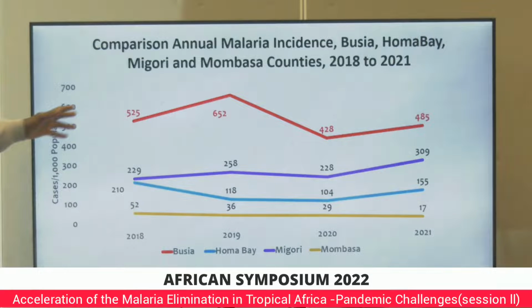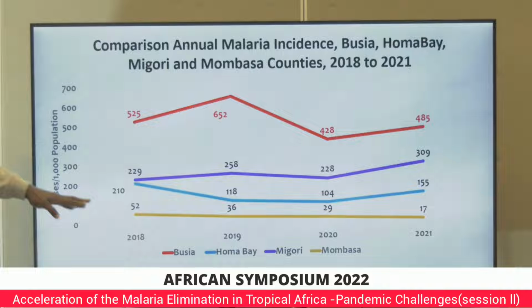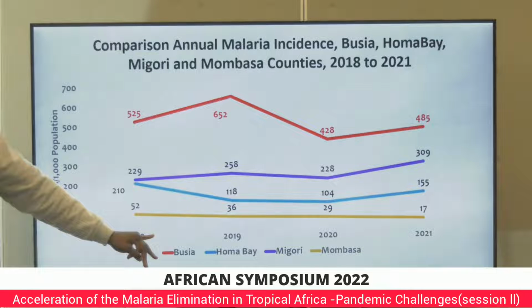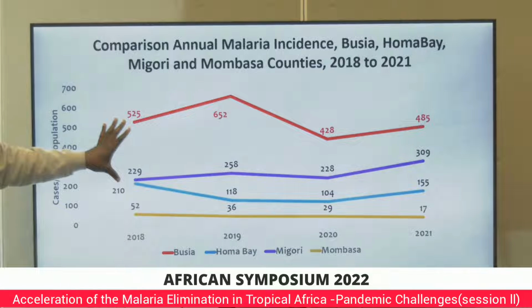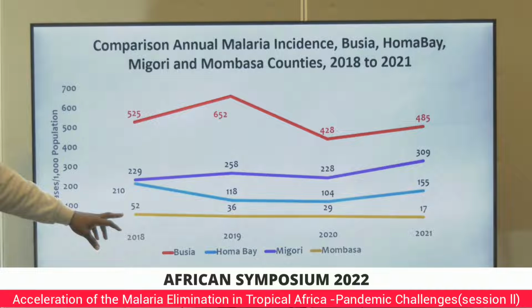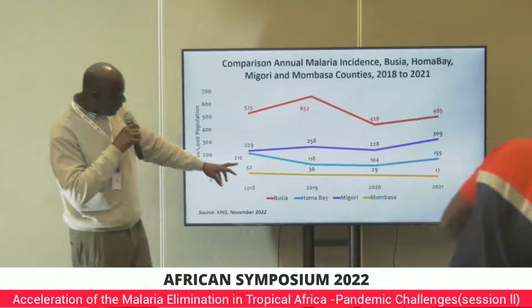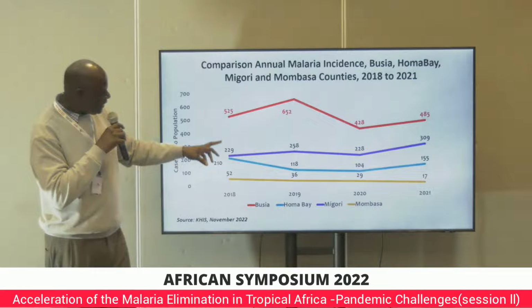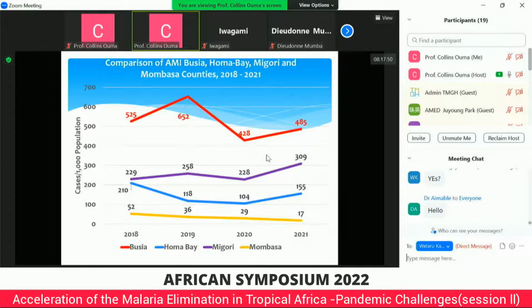We look at what we call annual malaria incidence to check our burden. This is Busia County. I'm comparing four counties: Busia, Homa Bay, Migori, and Mombasa. Busia, Homa Bay, and Migori are classified as lake endemic counties. Mombasa is coast endemic. In simple language for statisticians, compared to Migori County, Busia sees twice the number of clients, but five times the number of clients in Mombasa.